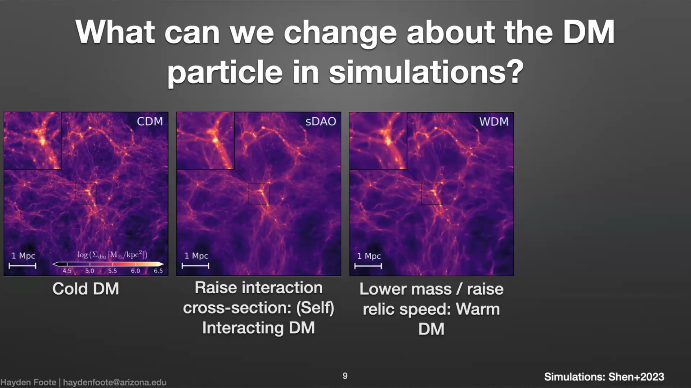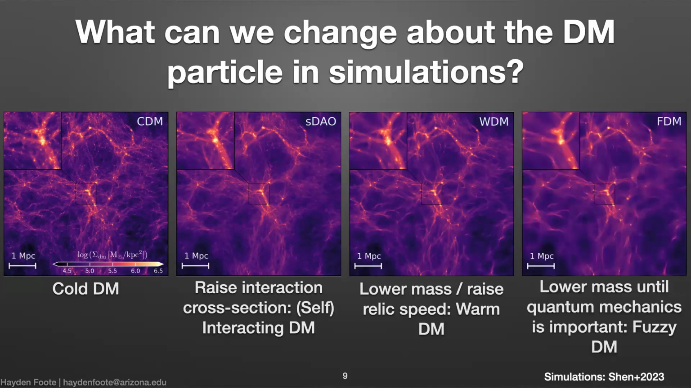And then lastly, if we drop the mass all the way down to where quantum mechanics actually starts becoming really important to describe the dynamics, we have what's called fuzzy dark matter. And we'll spend some more time on that in a few more slides.